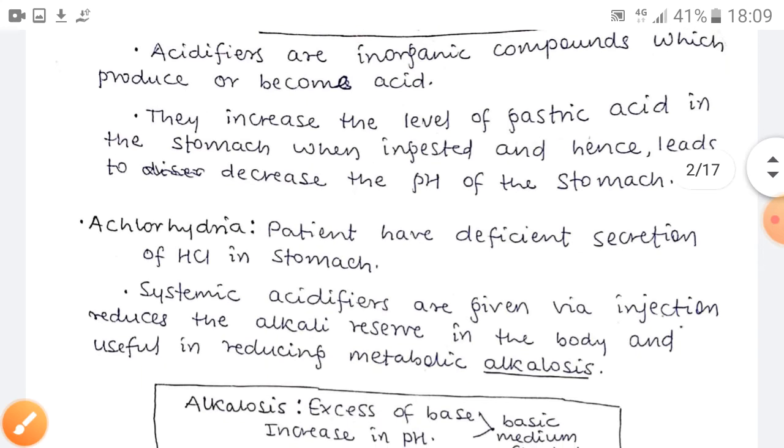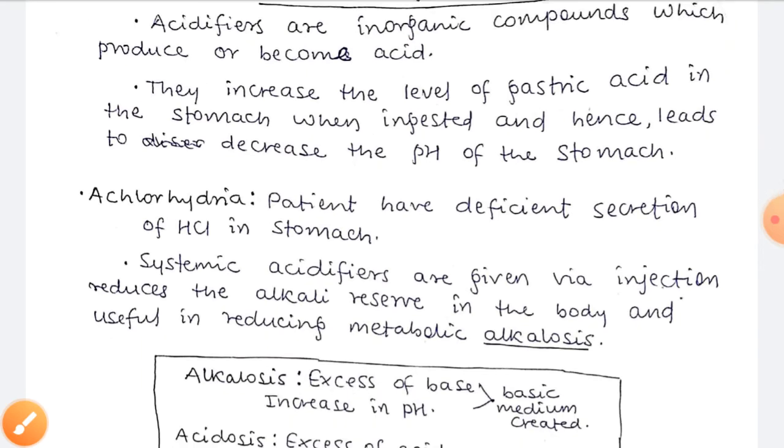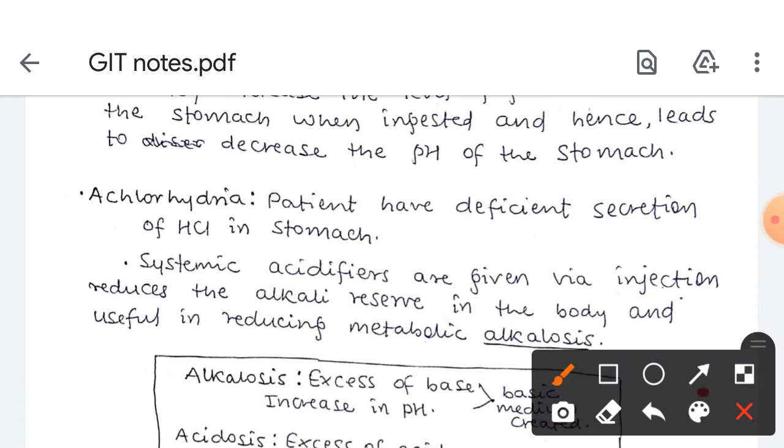Now achlorhydria. Patients have deficient secretion of hydrochloric acid, HCl, in stomach. This is known as achlorhydria. This is the disease or disorder we can say.